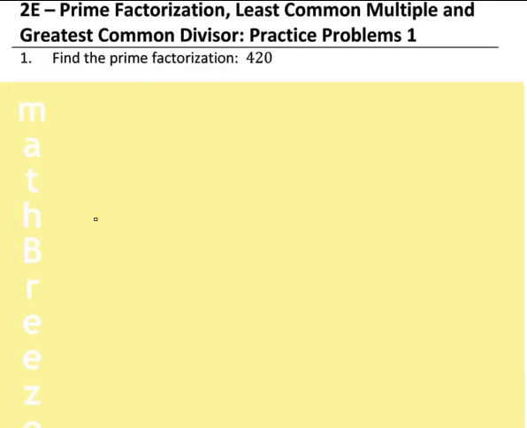In number 1, we want to find the prime factorization of 420, or in other words, we want to break 420 up into prime factors. So here's what we're going to do. We're going to solve this one step at a time.